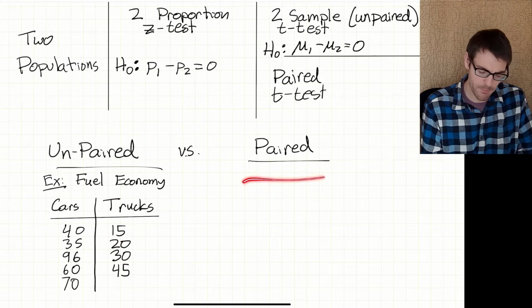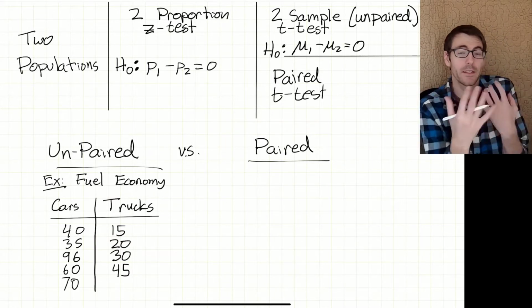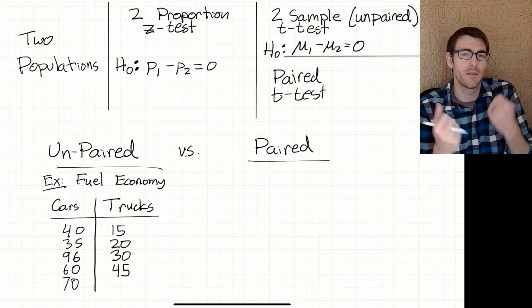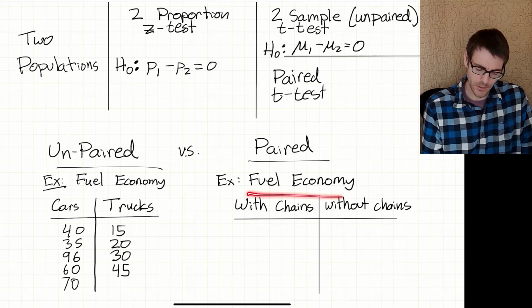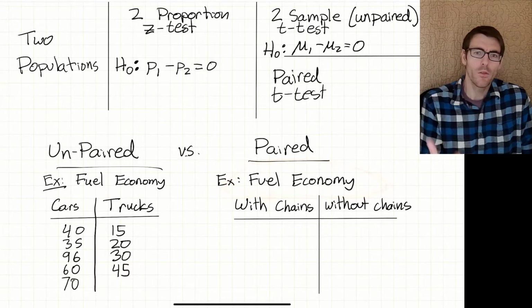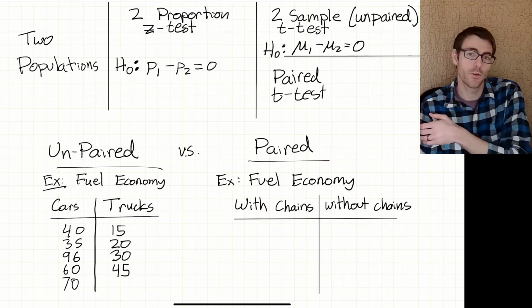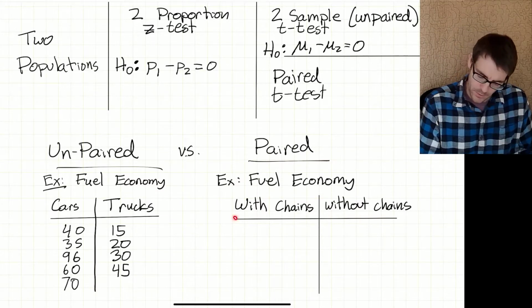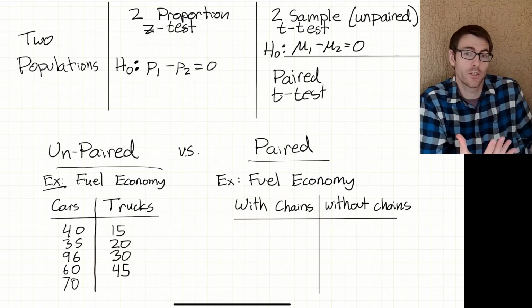This is in contrast to paired data sets, which often happen when you have a single individual doing something in different ways. All right, so if we have a similar example, we're again interested in fuel economy, but now the question isn't between the population of cars and the population of trucks. The question is between the situation where we're using these snow tire chains.